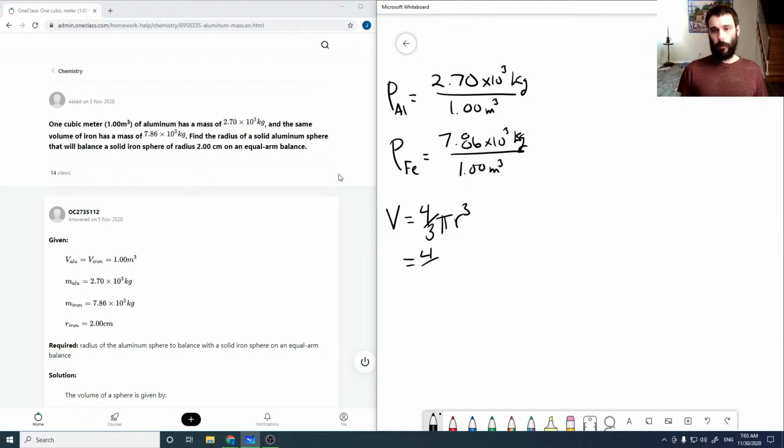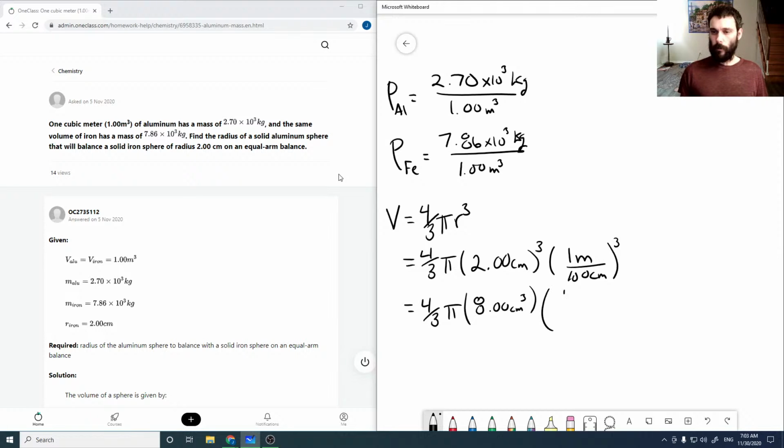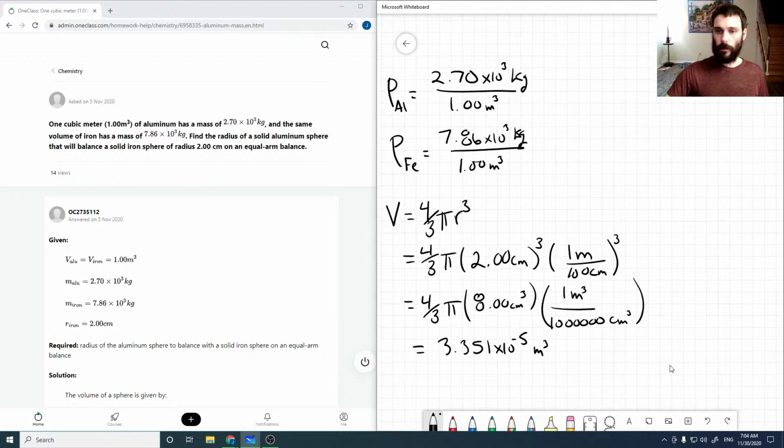So for our iron sphere, it's 4/3 pi times 2.00 centimeters cubed. We're going to want everything in meters cubed, so we should multiply this by 1 meter per 100 centimeters, cubed. So this equals 4/3 pi times 8 times 1 meter cubed over 10^6 centimeters cubed. And so then that equals 3.351 times 10 to the minus 5 meters cubed. Okay, so that's our volume.